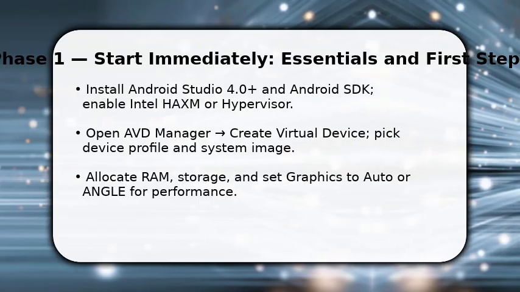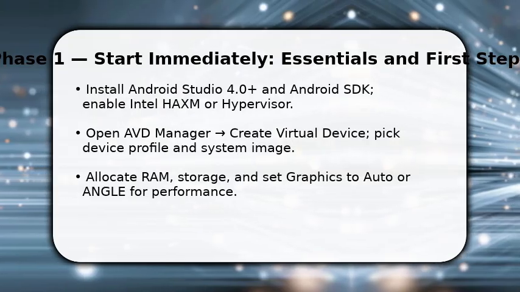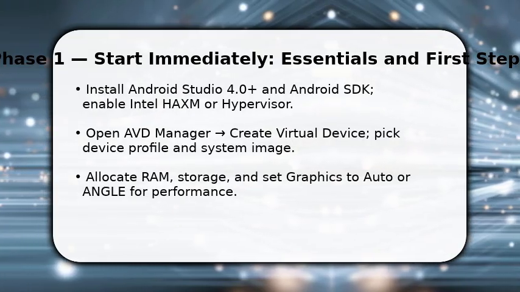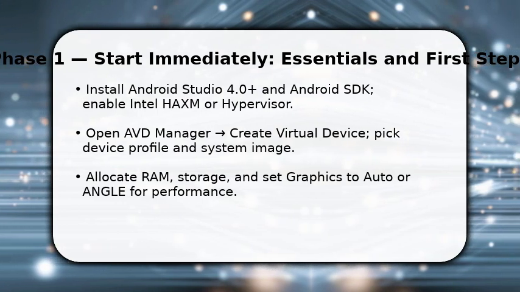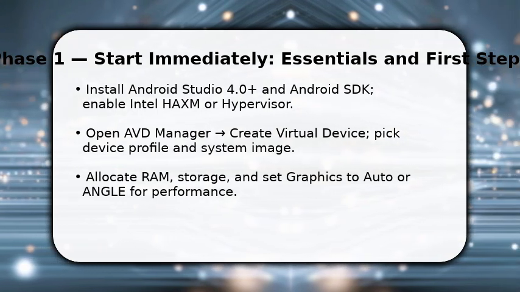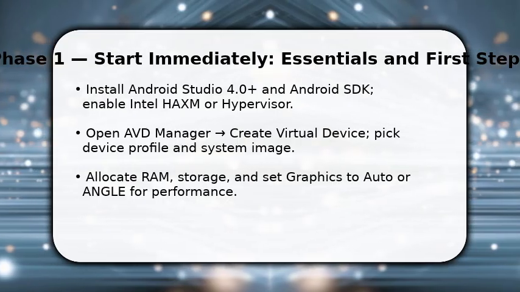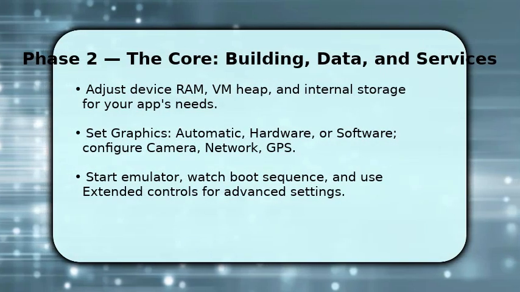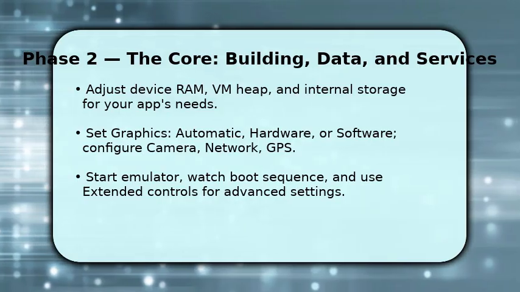Choose x86 for speed. Make sure hardware acceleration is enabled, HAXM or hypervisor, because it dramatically reduces boot time and improves app testing responsiveness. Next, you refine configuration and launch the emulator so you can run your app.